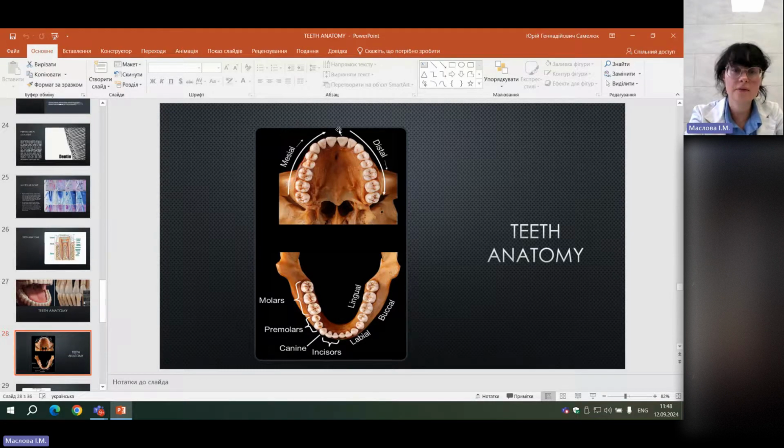It's a mesial direction and distal direction. You can imagine a central line which will separate the right and the left sides of our body and of the jaws too. And the next picture shows you the groups of teeth and the surfaces.